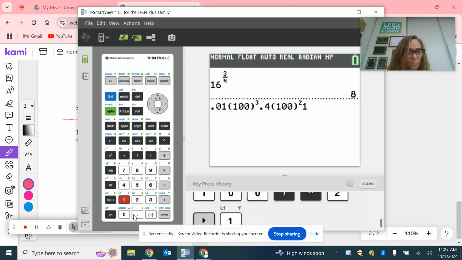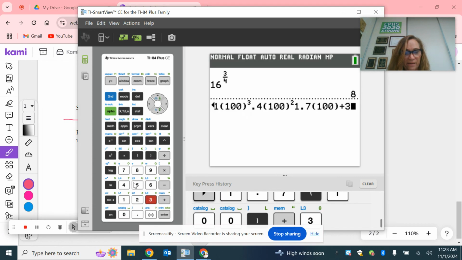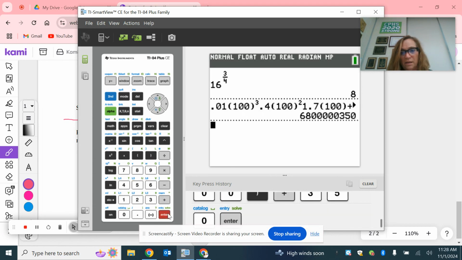It's 1.7, and I'm substituting in the number 100. And then it's add 350. Okay? All right, so let me just make sure that I typed that right, because that's different than what I got when I typed it the first time.